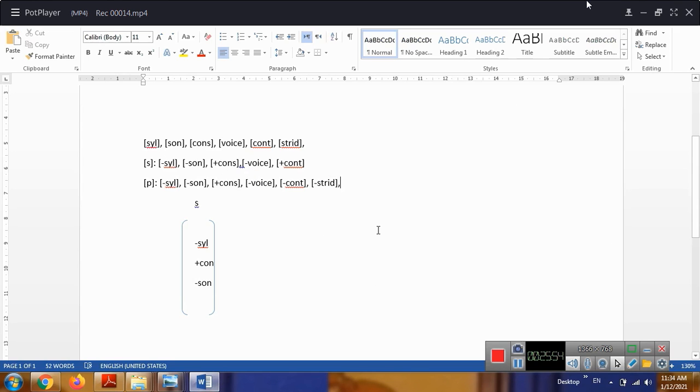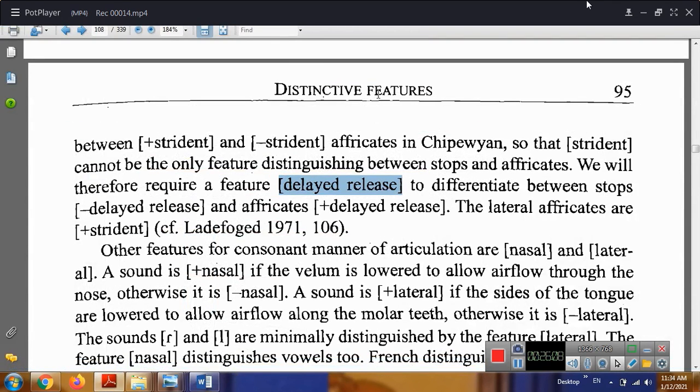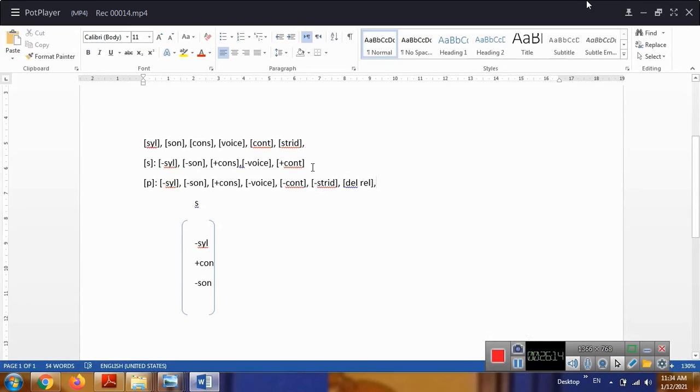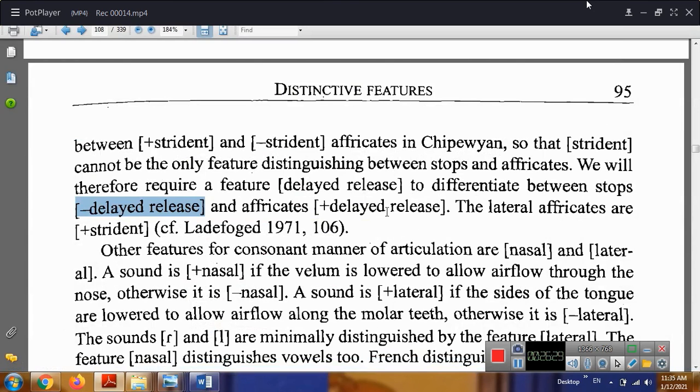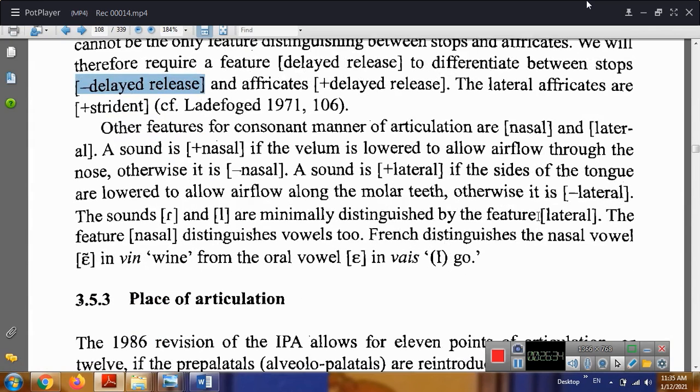We have another feature which is delayed release, which I abbreviate in this way: del rel, standing for delayed release. To differentiate between a stop, which is minus delayed release, a stop like p is minus delayed release, and an affricate, which is plus delayed release. The lateral affricates are plus strident.